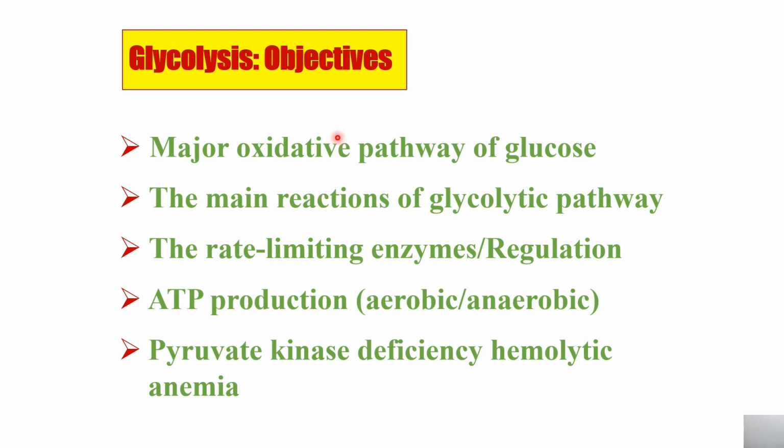So we have talked about the major objectives over here. We are talking about glycolysis, a major oxidative pathway of glucose. We have talked about the main reactions of the glycolysis pathway, the rate limiting enzymes, regulation, and ATP production, aerobic and anaerobic, what happens, lactate or alcoholic, or whether it undergoes the TCA cycle. Pyruvate kinase deficiency can lead to hemolytic anemia. Most of these we have discussed.